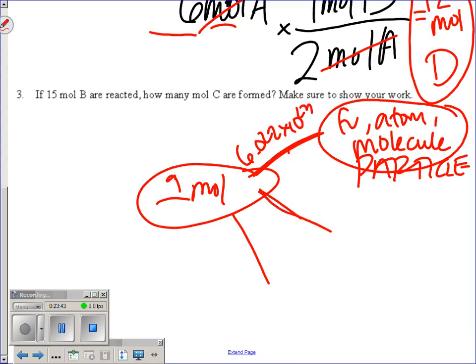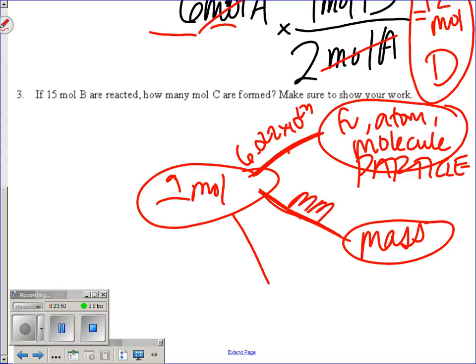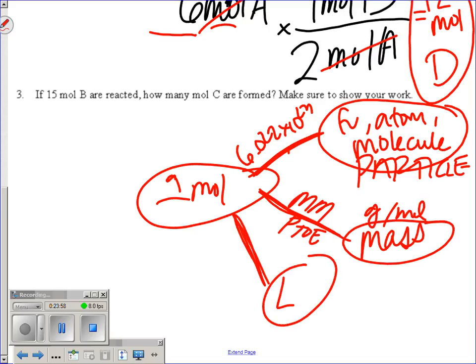And then what's the next conversion? Mass, and how do you get to mass? Molar mass, and how do you get molar mass? Well, periodic table, which is grams per mole. Okay, and the last one? Liters, and how do you get to liters? 22.4. Okay, and that's at STP.